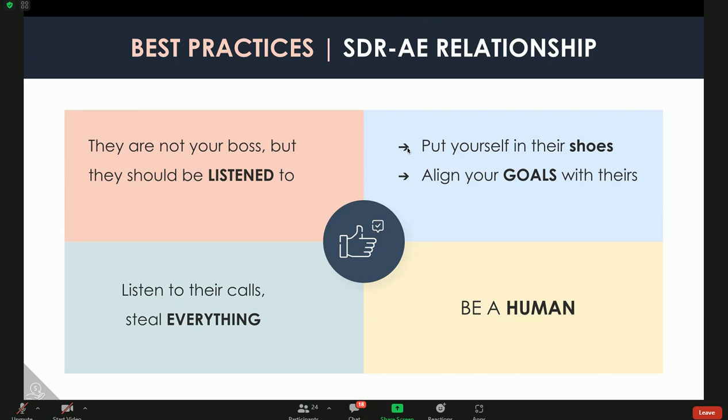And then you can align your goals to them. Ideally, your comp plans line up with theirs. If they care about pipeline, then that's how you guys should be comped, but that's not always the case. However, that doesn't mean that you can't put that responsibility upon yourself.